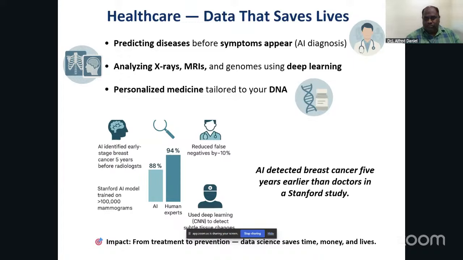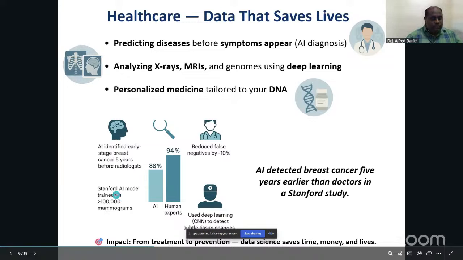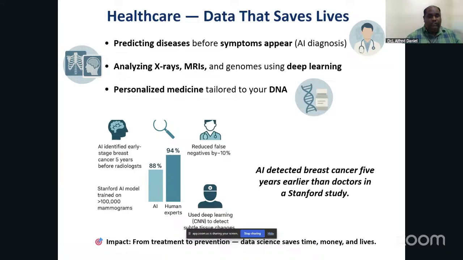Fine. So this is one of the important use cases which I got from Stanford University literature: AI detects breast cancer 5 years earlier than doctors. This is a proven use case where Stanford University trained a model with more than 1 lakh mammogram images, and they came up with a feasible framework that detects breast cancer 5 years earlier than doctors. They've also reduced the false negatives by 10%. They used a CNN model, and the ultimate aspect is that it predicts the cancer before it appears. That is an integral part.